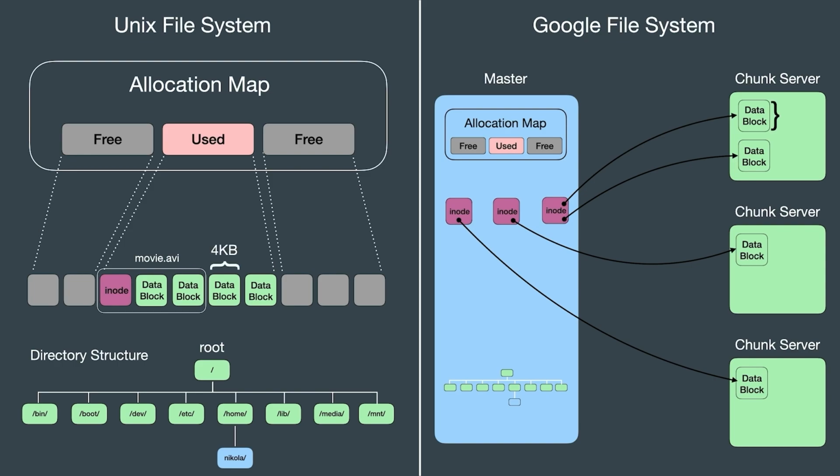Instead of storing data in small blocks on a single disk, GFS stores data in large chunks replicated across multiple chunk servers to enhance reliability and throughput. This design optimizes for large-scale data processing and minimizes the amount of metadata the master needs to manage. This addresses the challenges of handling very large files and datasets common in Google's operations.